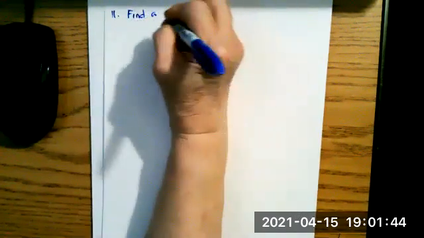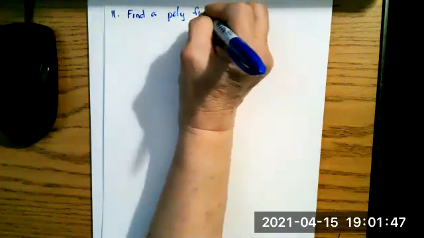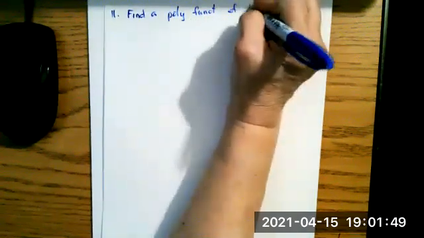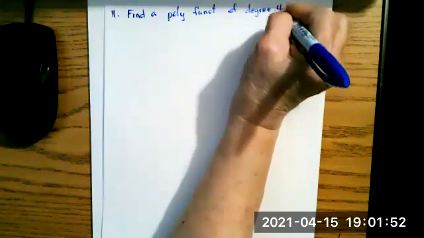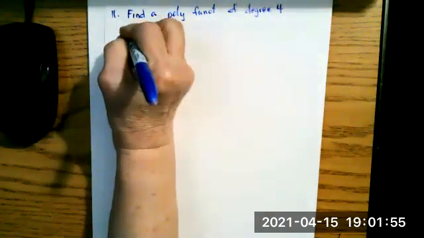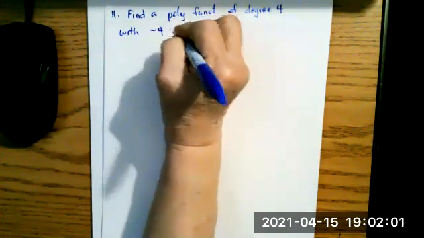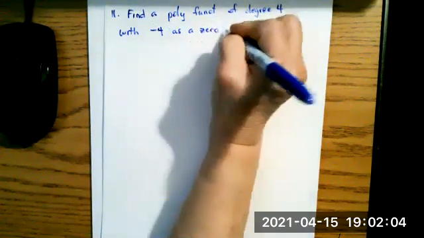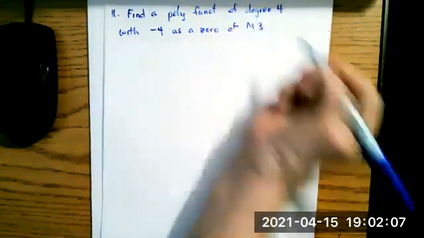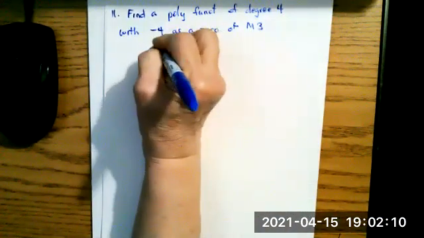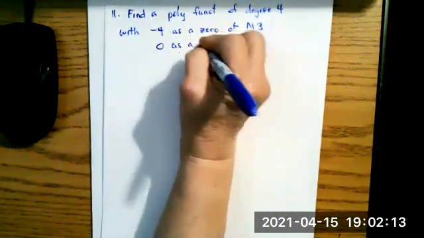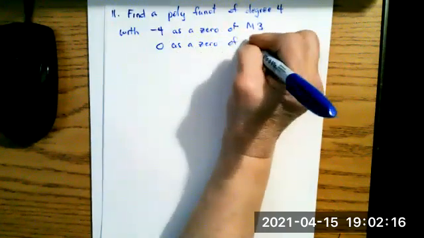I'm so excited. All right, let's look at number 11. Number 11 says find a polynomial function of degree 4 with, and this is going to describe it, -4 as a 0 of multiplicity 3 and 0 as a 0 of multiplicity 1.